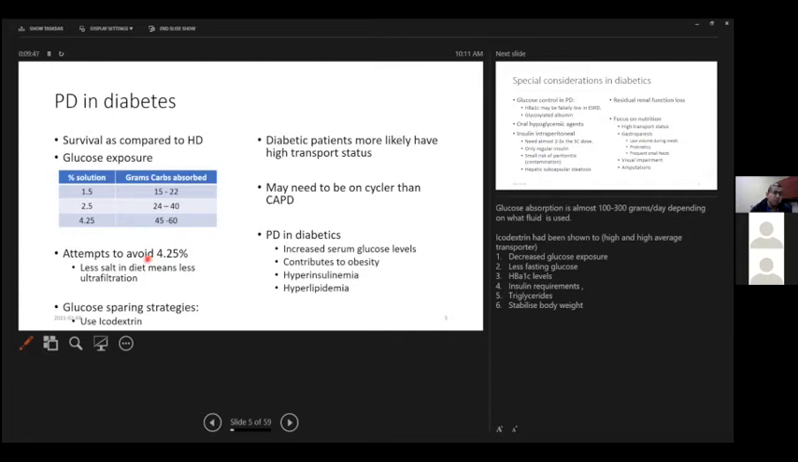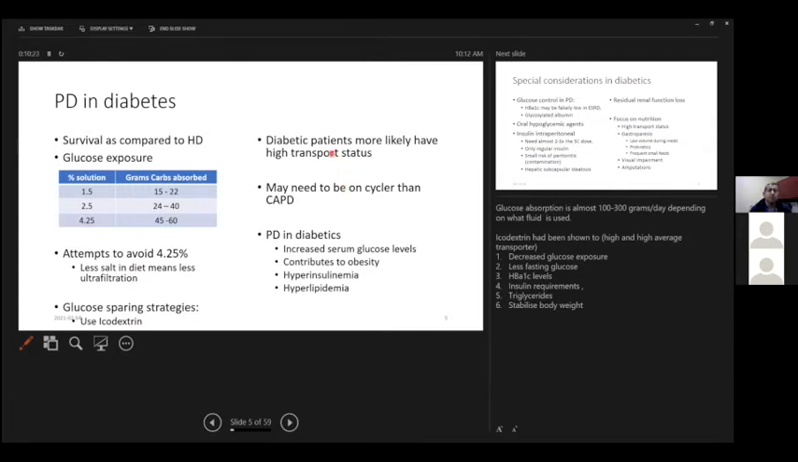What I tell the patients is, salt is the poison here. Always have less salt in the diet, which means there will be less amount of fluid to be ultrafiltered, so you can use less amount of 4.25%. The way to go around this is also to try to use something known as glucose sparing strategies, which is using icodextrin. Now, icodextrin is supposedly not absorbed, and it does not contribute to the glucose levels. Okay, the requirement of insulin is much less when the patient is on icodextrin.